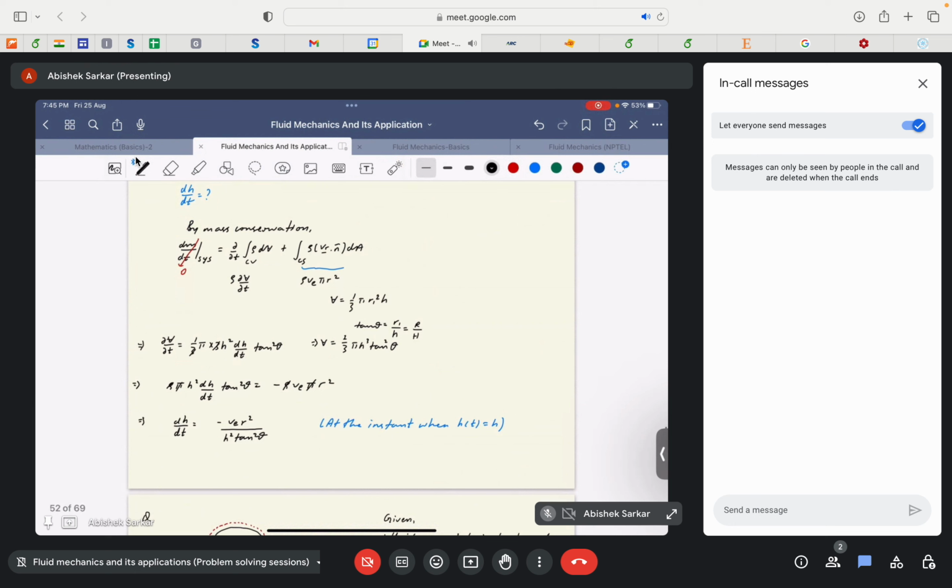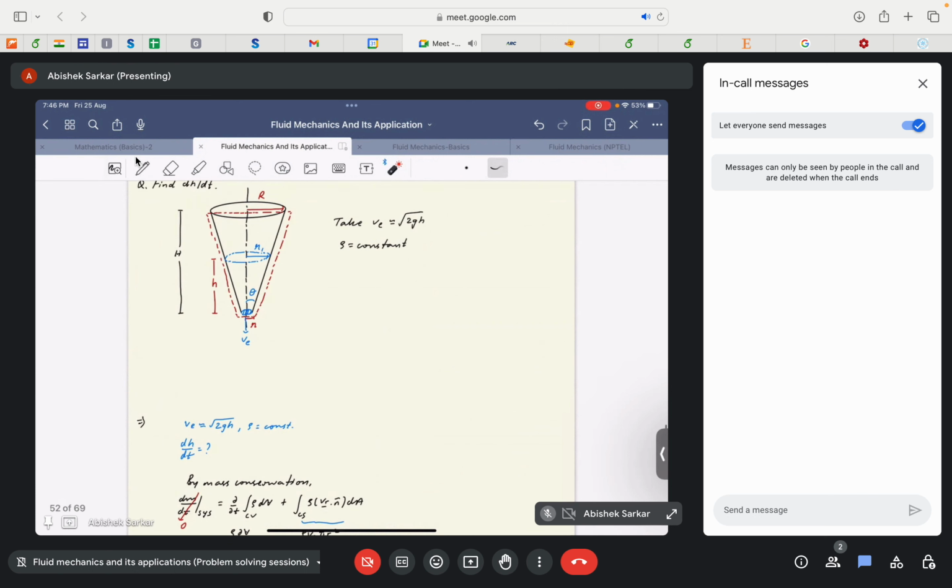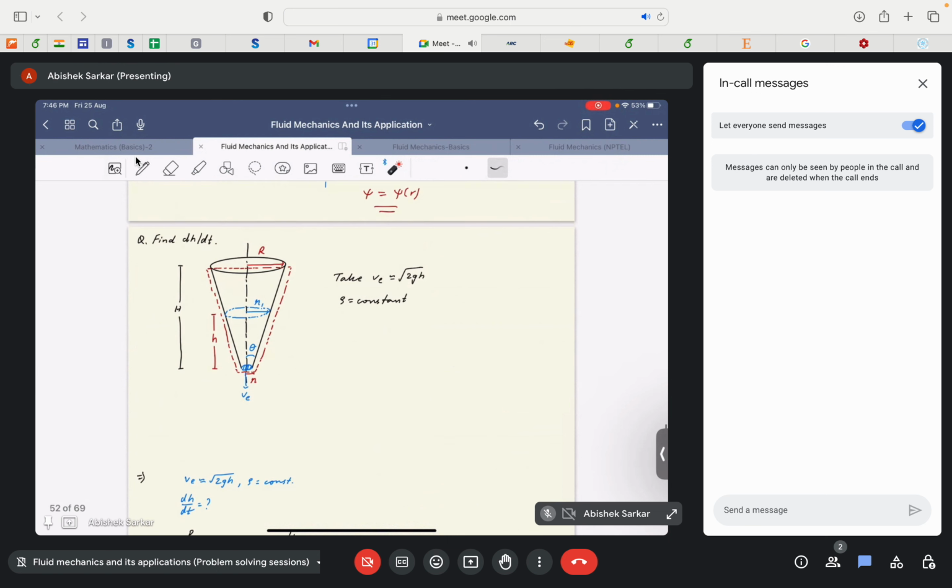For mass conservation we know that since there is no mass being created or destroyed, dm by dt of the system is equal to 0. Now we define our control volume. This should actually be a conical shaped control volume, but just for the case that it is 2D, we define our control volume as this red dotted line.